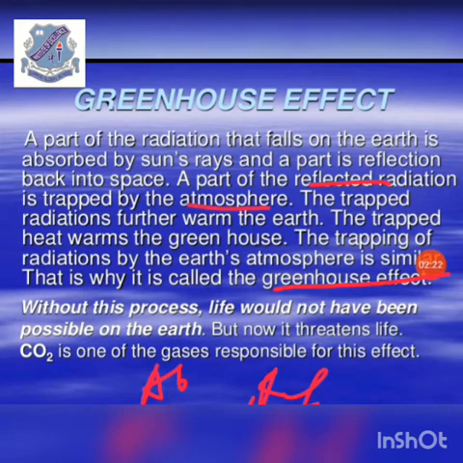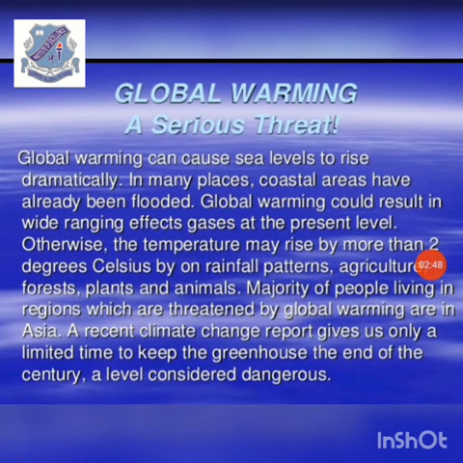Without this process, life would not have been possible on the earth because it is important to trap the heat. But getting too much heat is also a harmful thing. Now it threatens life because the heat is getting too much. Carbon dioxide is one of the gases responsible for this effect because we are getting too much carbon dioxide, and this carbon dioxide is making it impossible for us to live on this earth.